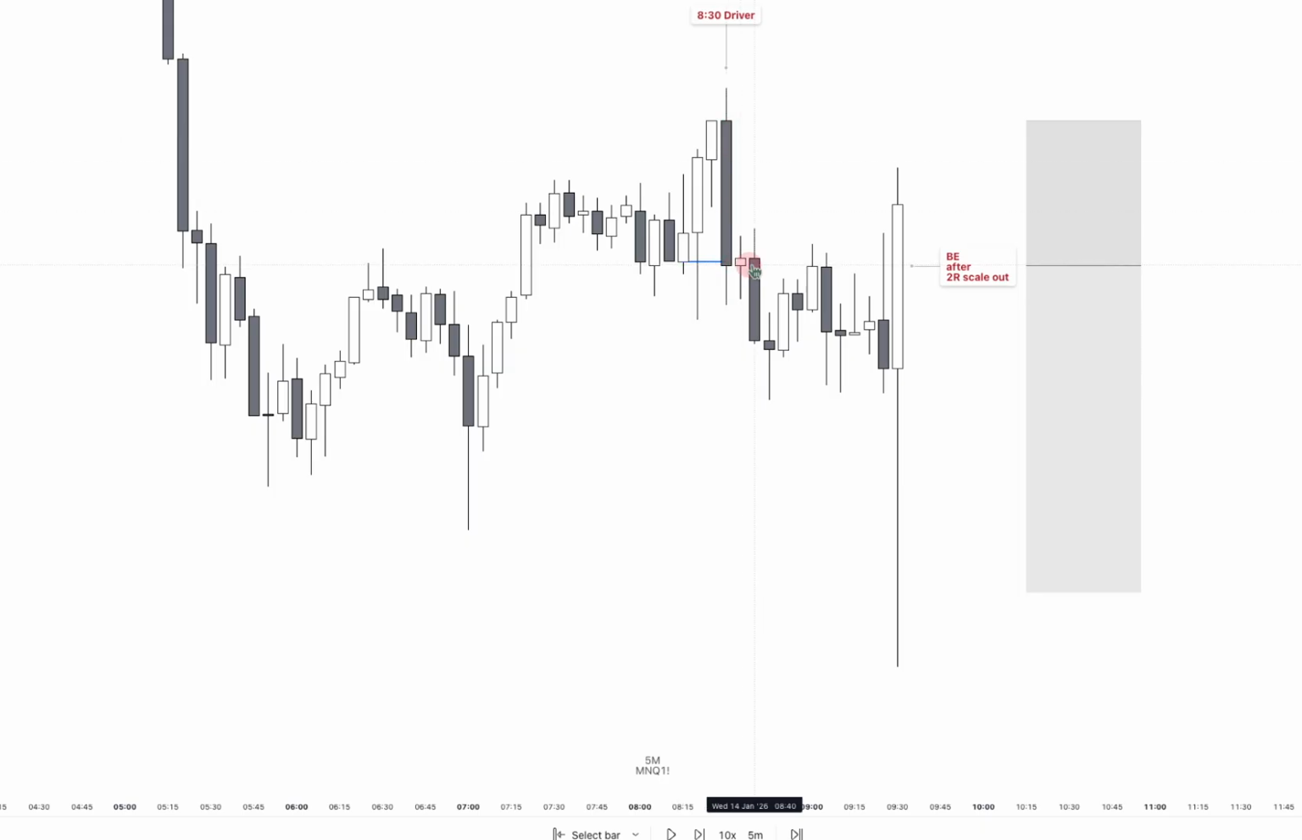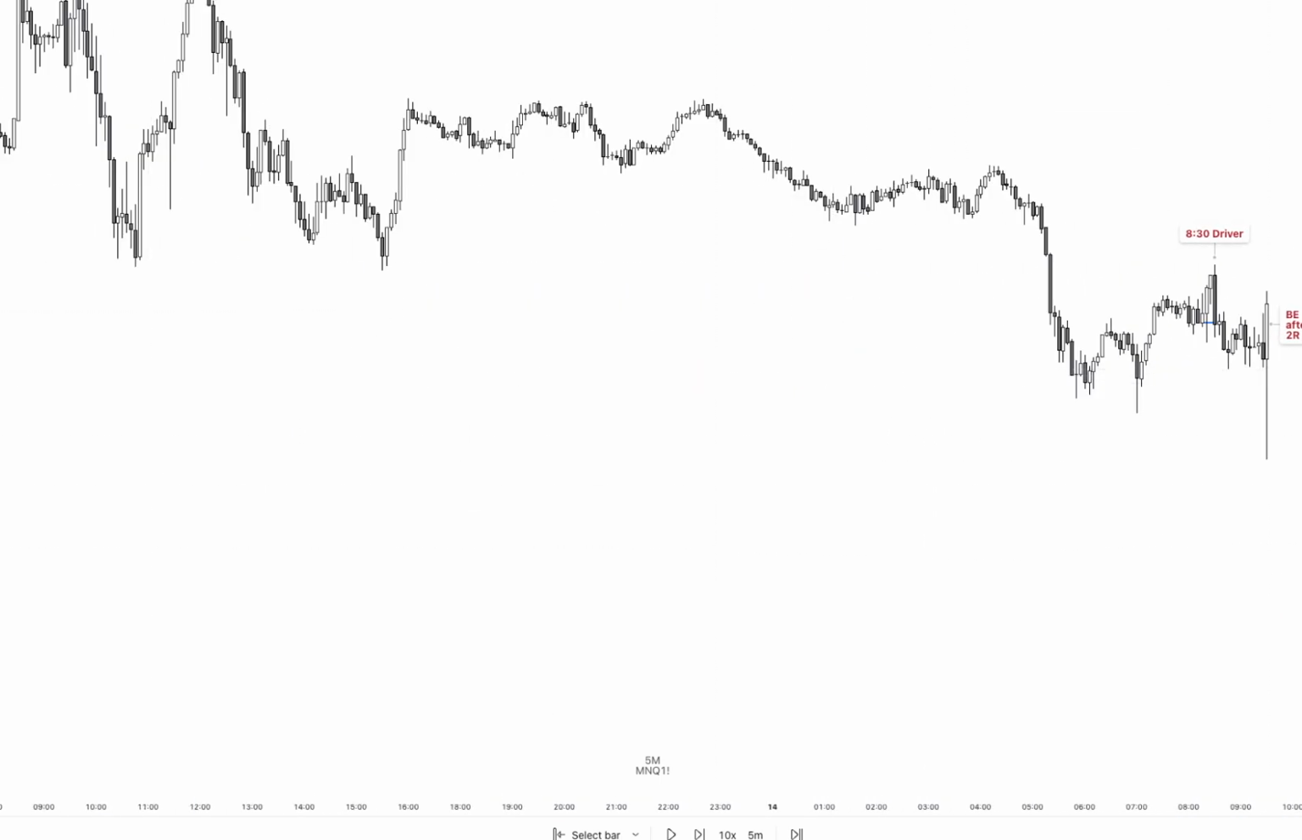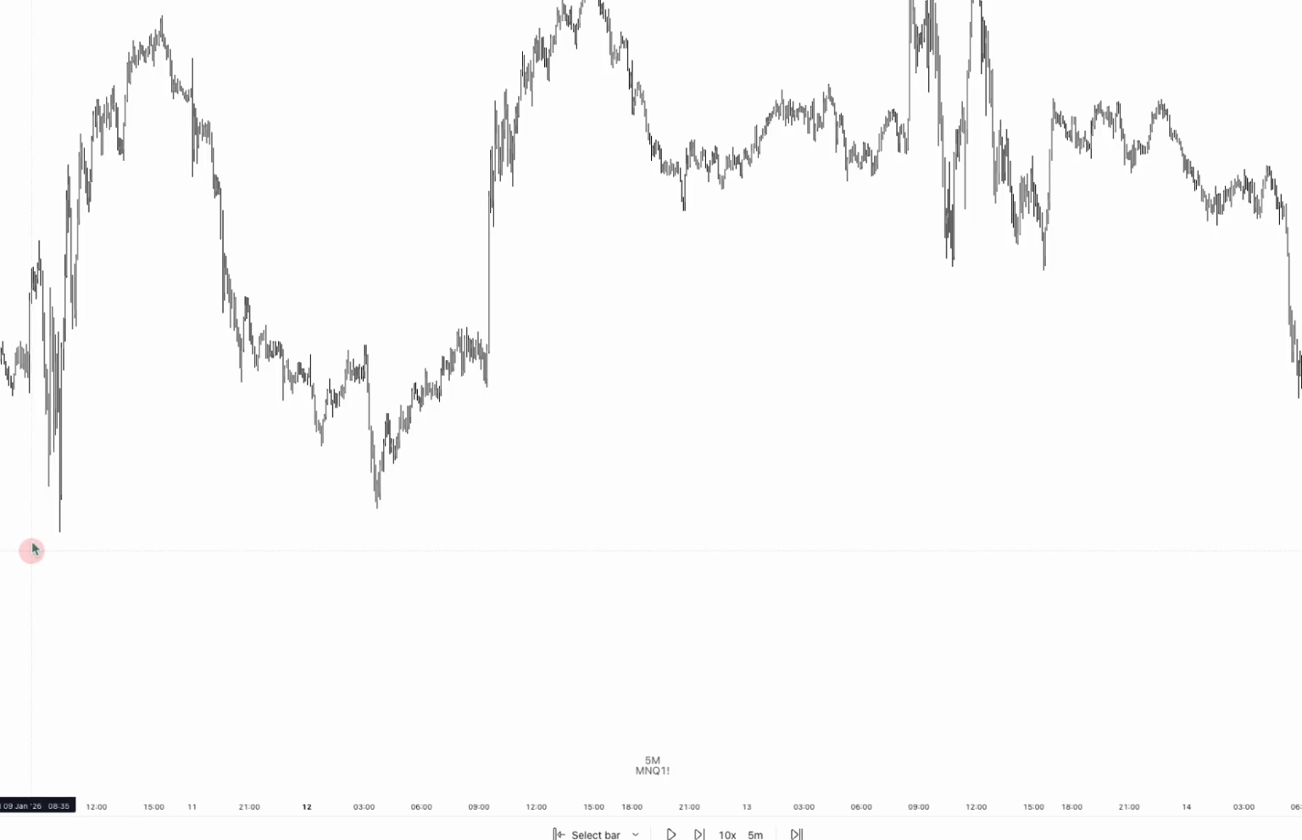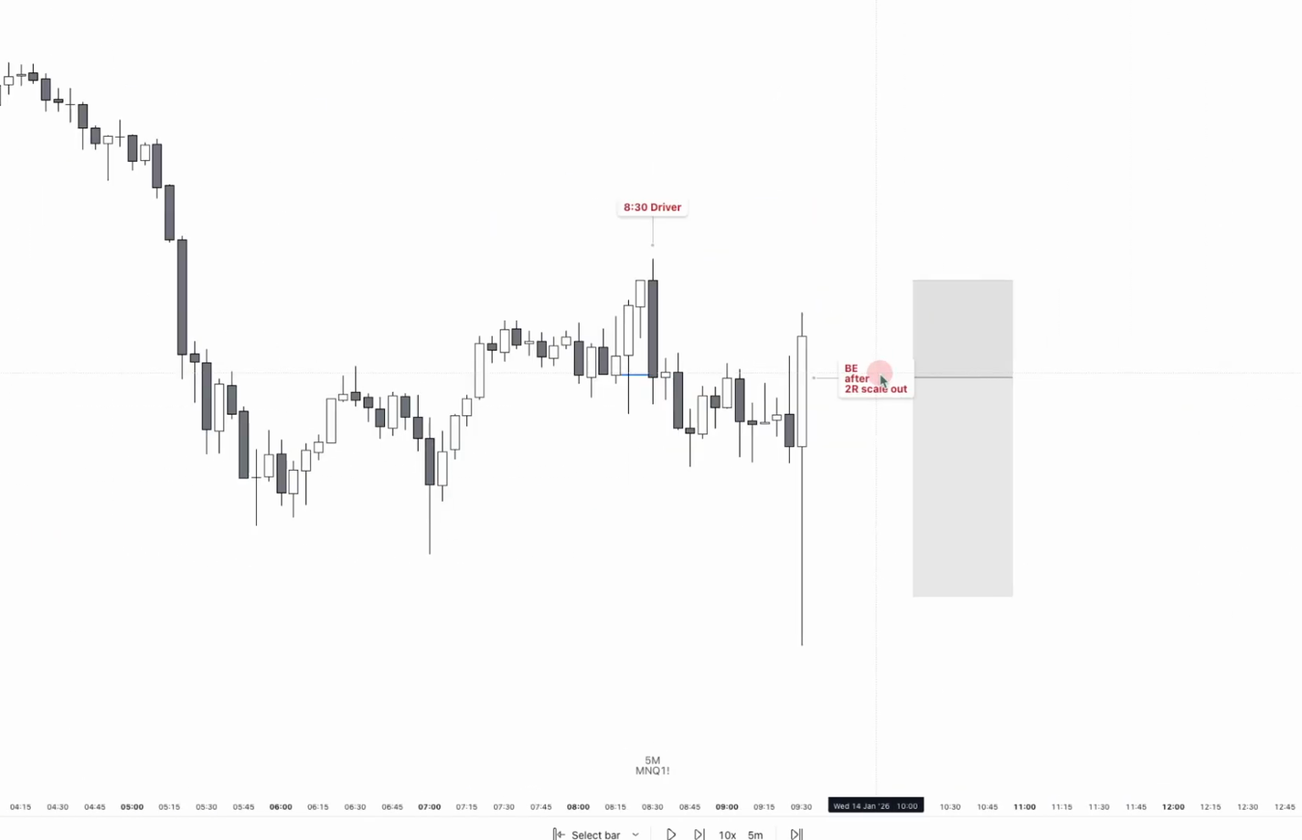And I just entered, stop loss at the open of the candle, and went for 2R, then break even. Wanted to see everything be taken, but it didn't happen. At least for me, it didn't happen.